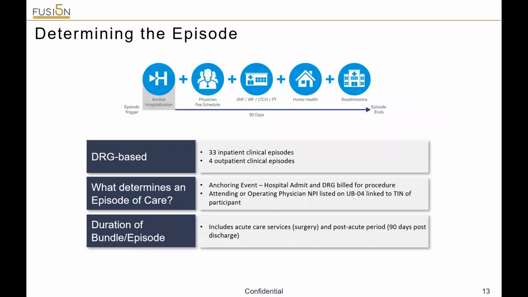They will then look at the CMS 1500 claims form from the individual participant, which is a Part B claim, match that up with the initial claim, and if they both match, then a clinical episode of care is initiated. And remember that the bundle includes the acute care period of time plus 90 days post-discharge. So the actual bundle period can vary anywhere from 91 days to, say, 105 days, depending on the length of the acute care stay.